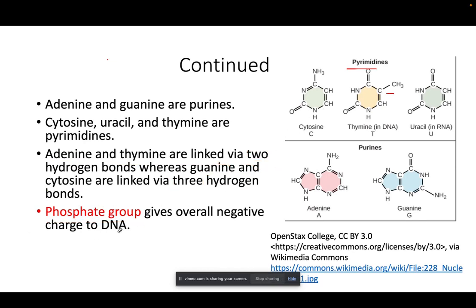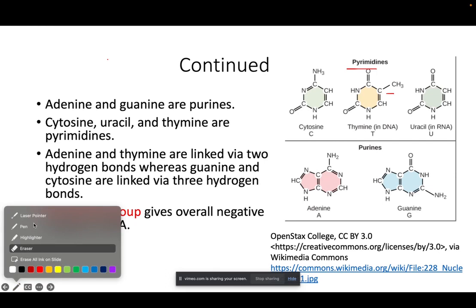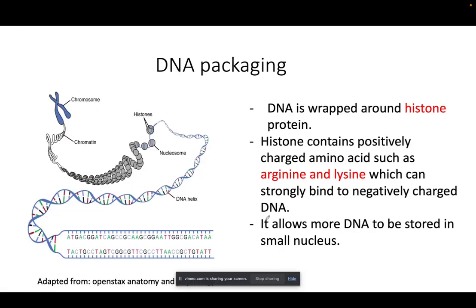Okay, let me quickly erase. So let's move on to the next one. Now, we have so much DNA in our cell, and the question is how can all this DNA fit in the small nucleus, because we have so many base pairs, so many bases present. How can all this DNA be packed in the small eukaryotic nucleus?